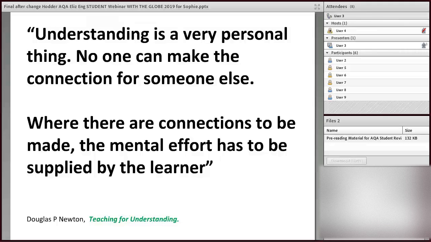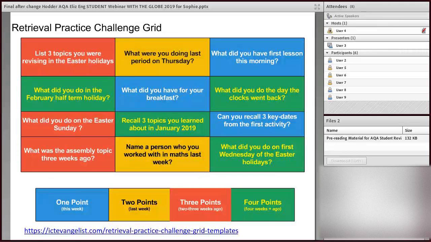We talked about retrieving information. I can give you these links as well, all within the slides, which your teachers will get. This is another great way of revising, where you can award points and make things a bit competitive for yourself if you want. So for example, here I'm going to put a ring round something.